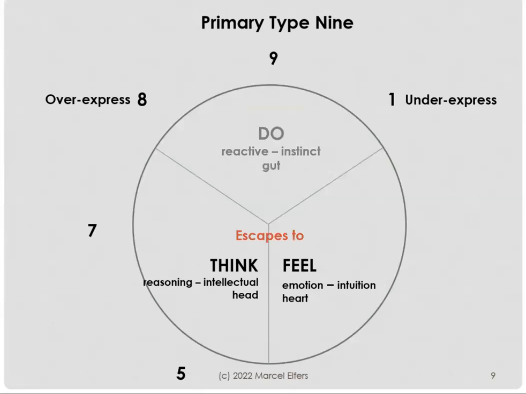They avoid the conflict by escaping to the other two triads and do not address their need to express. This makes them heart and head types. 9s postpone coming into action. The consequence of inaction is procrastination and lack of perseverance.